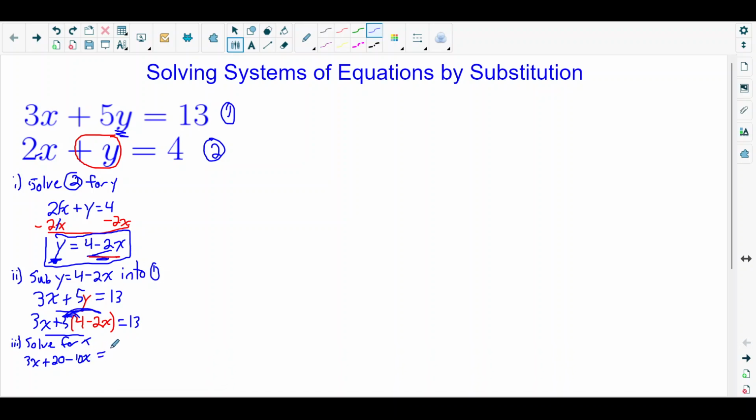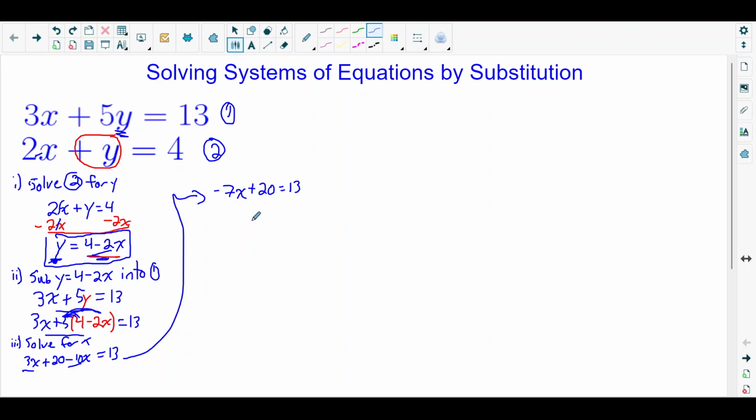That's everything on the left side. Now on the right side, we still have 13. We're going to solve this equation. Probably the first thing we want to do here is collect like terms. There's a 3x and a minus 10x, so 3x take away 10x is negative 7x. We still have the plus 20 on the left-hand side, so we'll leave it there for now, and that equals 13.